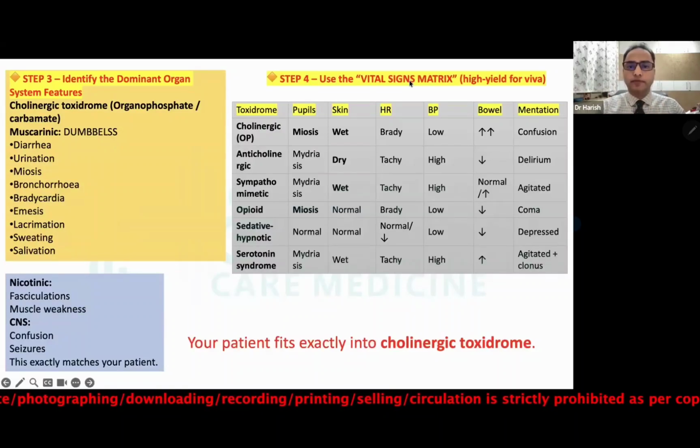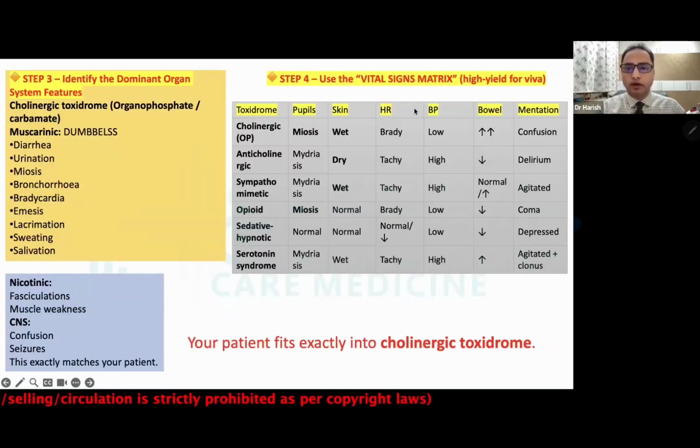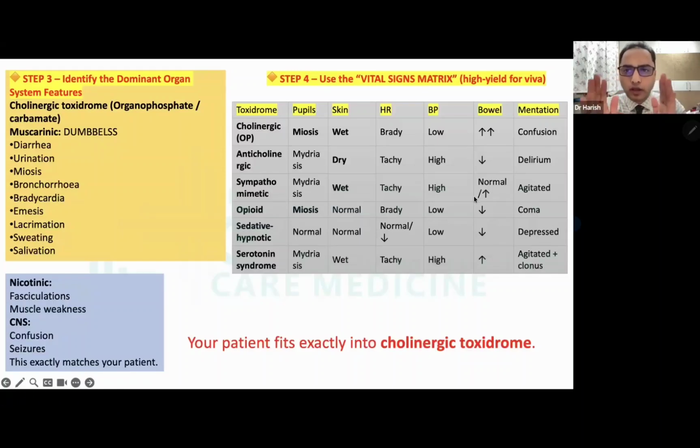So this is the table again. A vital sign matrix for your quick revision: pupil, skin, heart rate, BP, bowel, mentation. You can categorize them on their manifestation into any sort of toxidrome. So just go through this table. It is a high-yield viva table which you can use for quick revision. So your patient fits exactly into cholinergic toxidrome because of all these clinical manifestations.